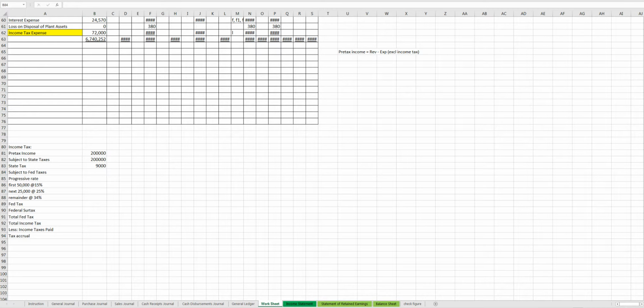And the question says the state income tax is deductible on the federal tax return. Therefore, the income subject to federal tax is my pre-tax income minus the state tax.